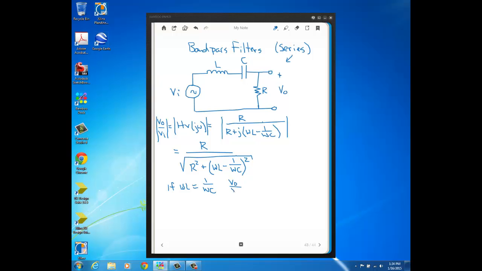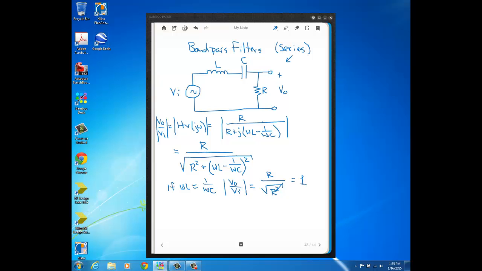our frequency response, which is the same as our ratio of V out to V in, okay, the magnitude would just be R over the square root of R squared, okay, which is just going to be R over R, which is 1.